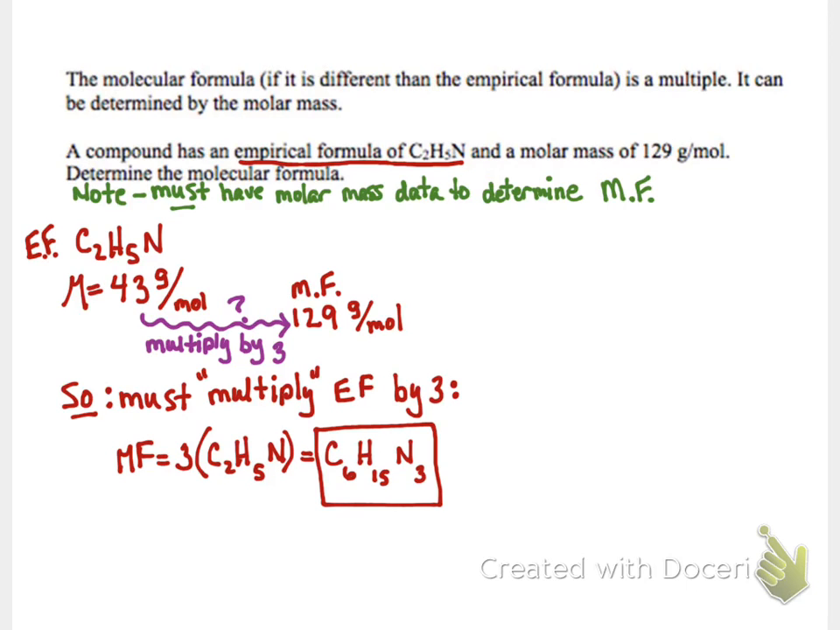So whatever we do to the numbers, which we figured out with the molar masses, this factor of 3 has to be applied to the formula. So we must multiply our empirical formula by 3, which means I take 3 times all the atoms in the empirical formula, which gives me C6H15N3. This is my molecular formula.